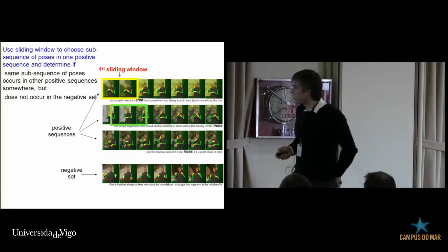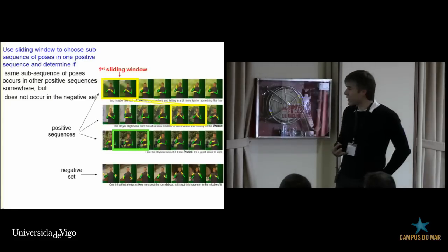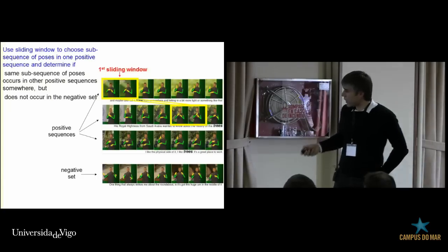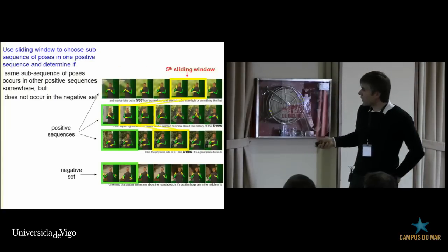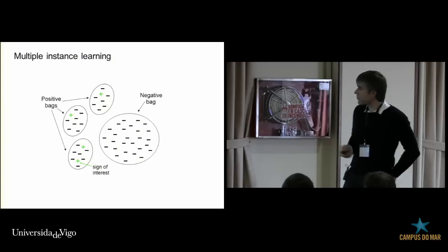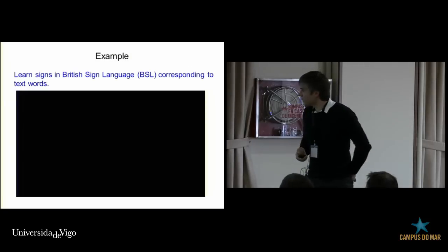I'm going to skip the details, but the main thing is about redundancy. The method tries to find something which is common between these frames and never appears here. Eventually it converges to the correct tree sign, which is this.